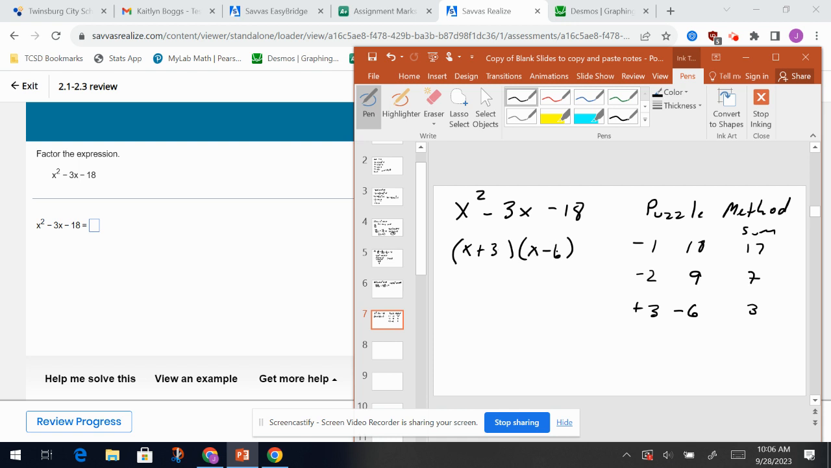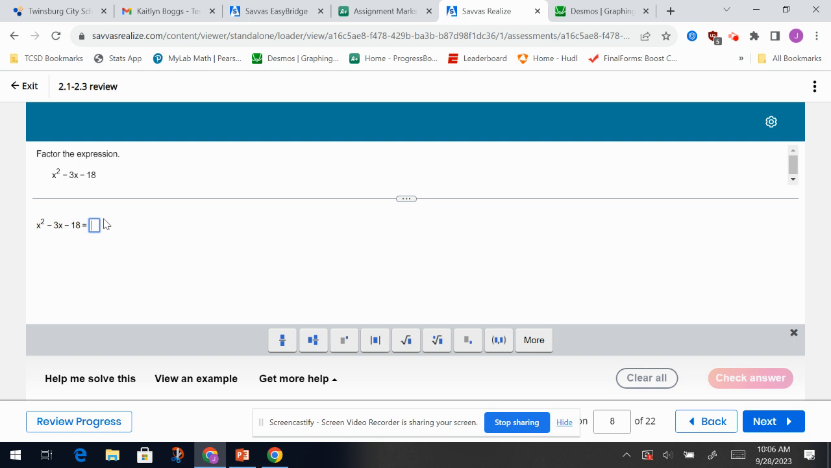Because 3 times negative 6 multiplies to negative 18. And then when I do that inside, 3x minus 6x, that adds to my middle term. So I would just put x plus 3, x minus 6, and that would be my factored form. X plus 3, x minus 6, and that problem is factored.